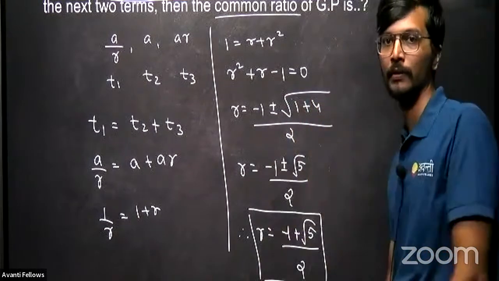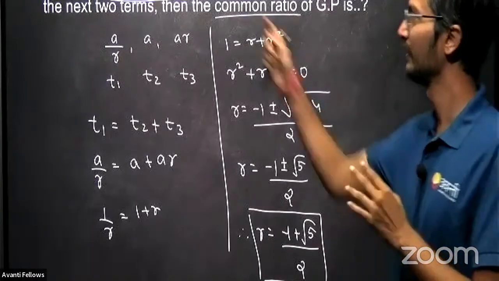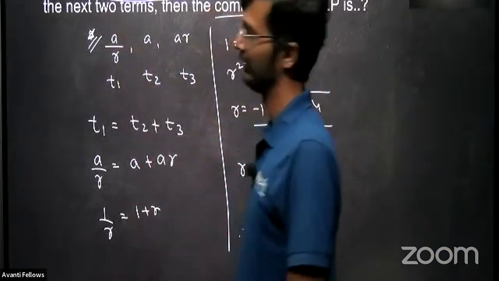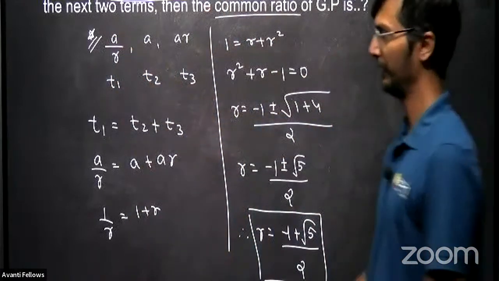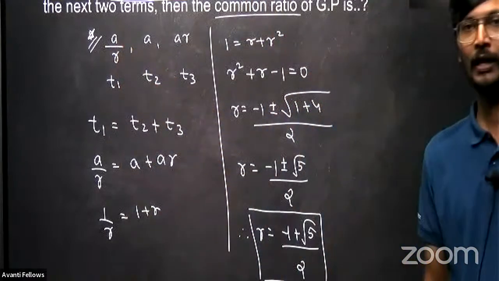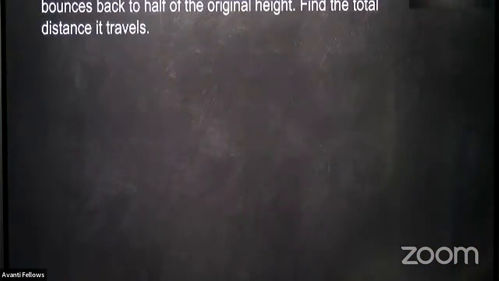Please look at the question. All good? Just understand the language. This was the important part. We needed 3 terms. So if we need 3 terms, I can write the 3 terms as a/r, a and ar. Let's see the next question.